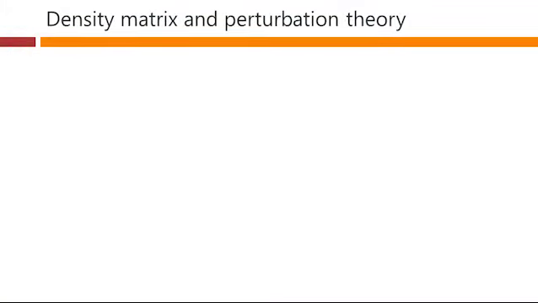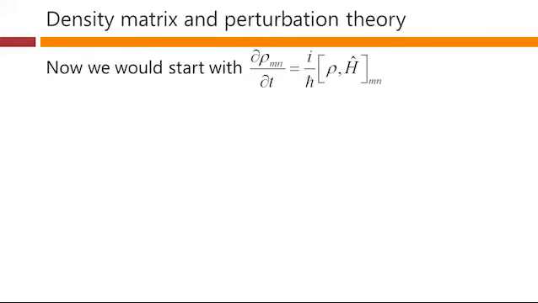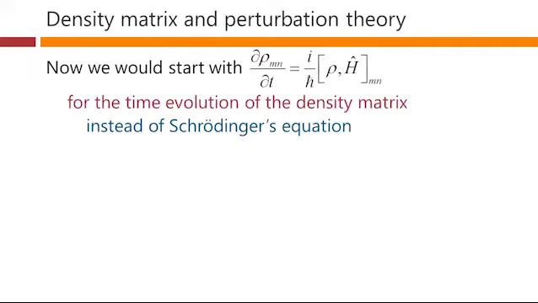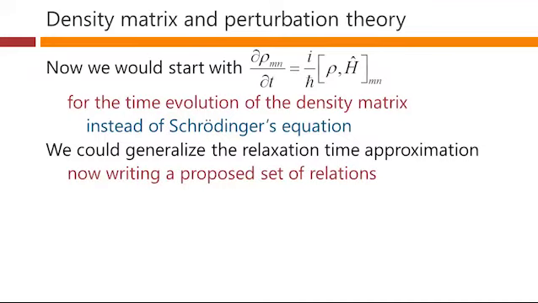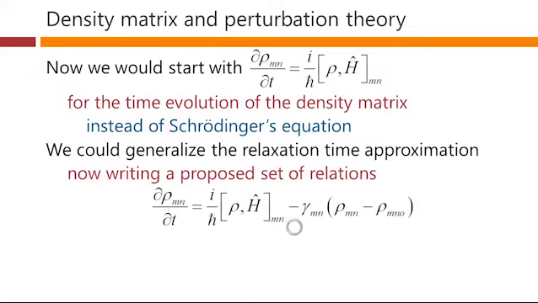So we could also try to set up a perturbation theory, but based on a density matrix description of a system. The idea here of the perturbation theory is not fundamentally different, it's just that we're writing the rest of the quantum mechanics using the density matrix. So now we would start with this equation we deduced for the time behavior of the density matrix instead of Schrödinger's equation. And we could also generalize the relaxation time approximation, now writing a proposed set of relations where we have introduced these additional terms for each one of the possible density matrix elements.